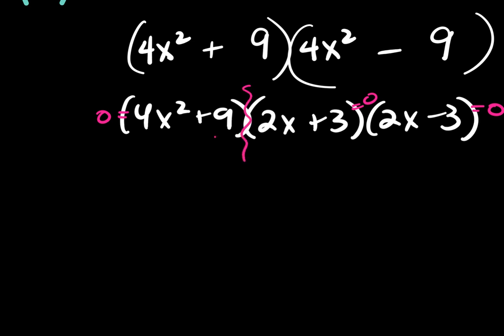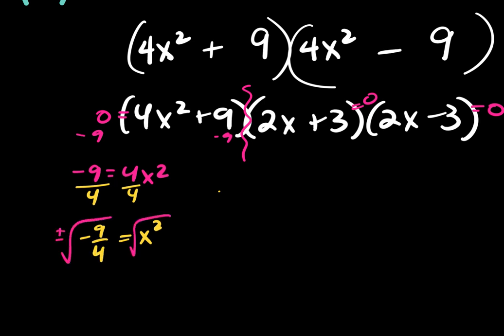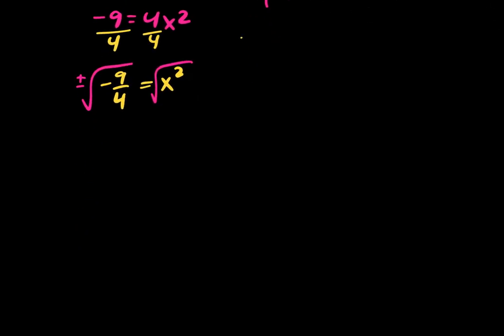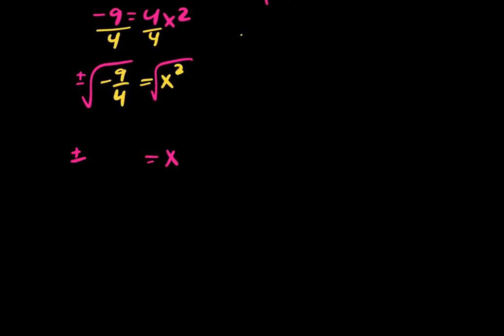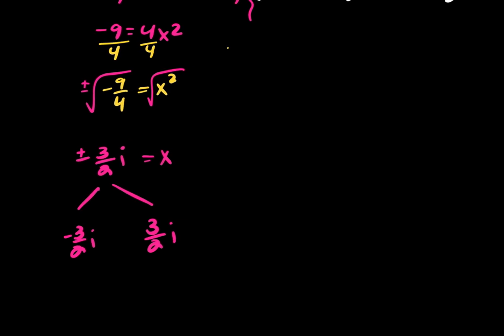So I'd subtract the 9. I get negative 9 equals 4x squared. Divide by 4. X squared equals negative 9/4. Square root both sides, putting the plus and minus on the front. And I get x equals plus and minus the square root of 9 over 4 is 3 halves, and there's a negative in there. So it's 3 halves i. So there's two zeros there. Negative 3 halves i and positive 3 halves i. Remember, i's always come in pairs.